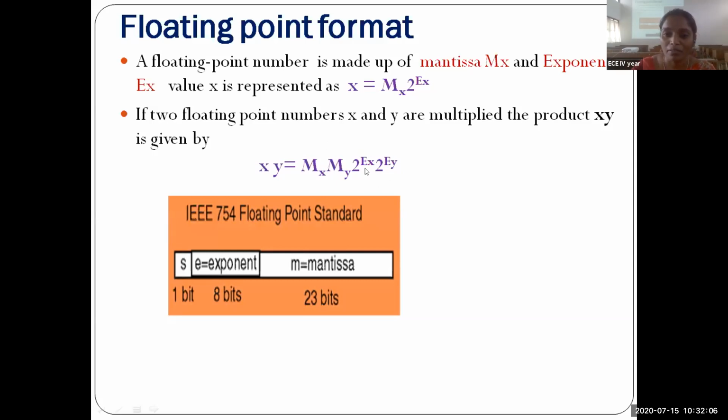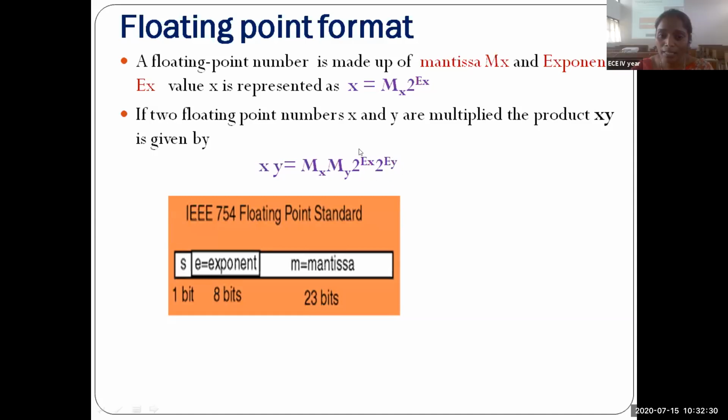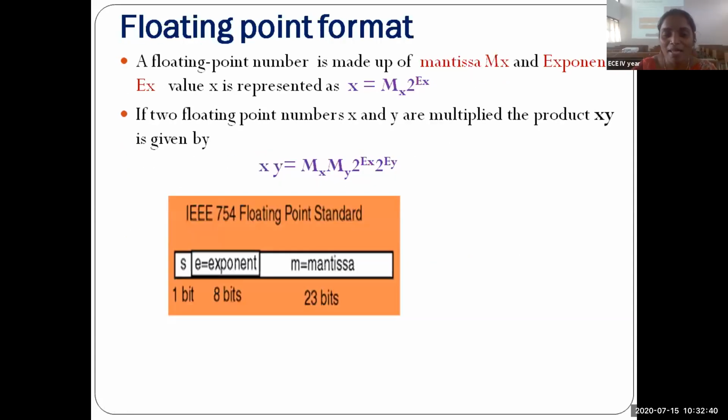Now tell me, you are very intelligent, I think you need to answer this question. 2 power ex and 2 power ey are there. What type of architecture do you need here? First tell me how to simplify this expression. 2 power ex is there and 2 power ey is there. What is the next mathematical simplification for this one? 2 power ex plus ey, that is 2 power (ex plus ey).